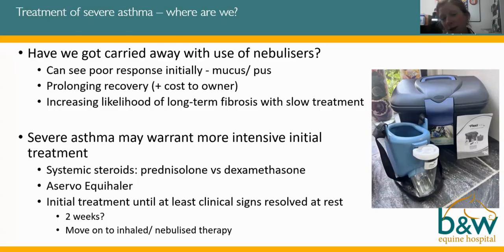And also, if the treatment is really slowed down, which it is occasionally in cases, we sometimes see cases where this has been going on for months. Those horses, we know that fibrosis develops with untreated long-term neutrophilic inflammation in these horses. So it does potentially have some detrimental effect for the horse as well. So I just think in these severe asthma cases, probably it pays to go in hard at the beginning. If the horse, from an endocrine point of view, looks like it can tolerate it, then I would definitely go for systemic steroids. Prednisolone or dexamethasone.